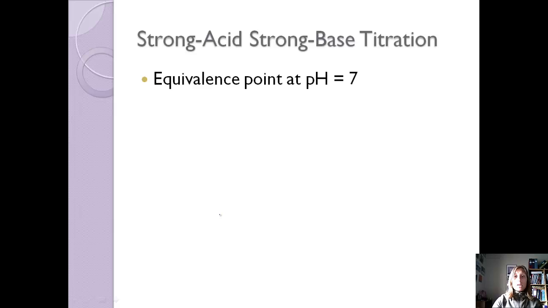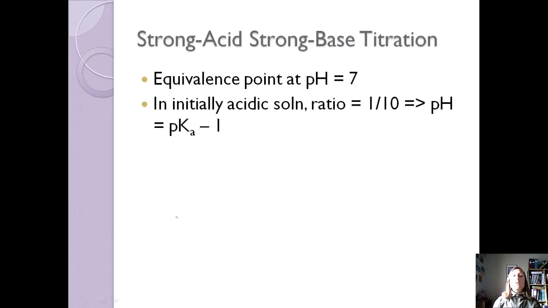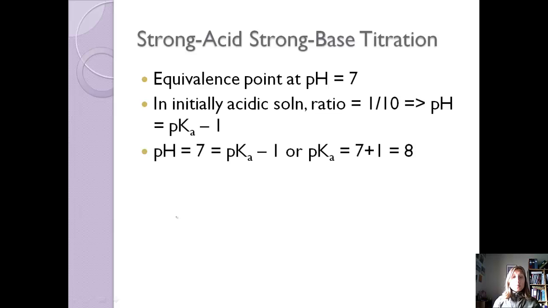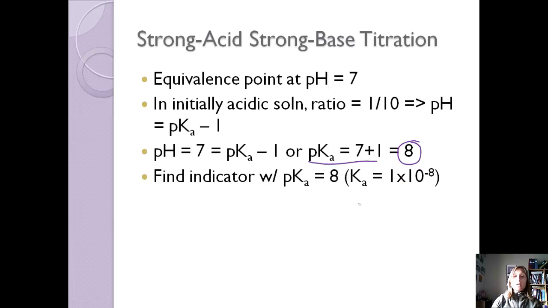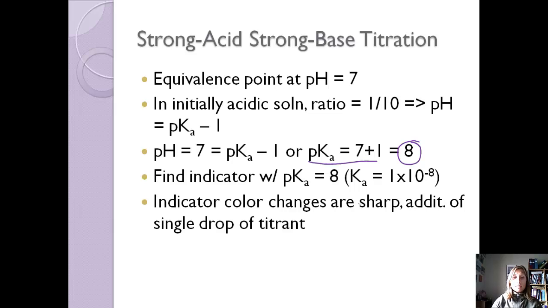Okay, when we titrate a strong acid and a strong base, we know that the equivalence point occurs at a pH of 7. And so for an initially acidic solution, the ratio is going to be 1/10, which means that our pH is equal to pKa minus 1. Well, if we know the pH, we can rearrange that equation to solve for the pKa is equal to 7 plus 1, which gives us a value for our pKa of 8. So from there, we can find an indicator with a pKa equal to 8 or a Ka equal to 1 times 10 to the negative 8.